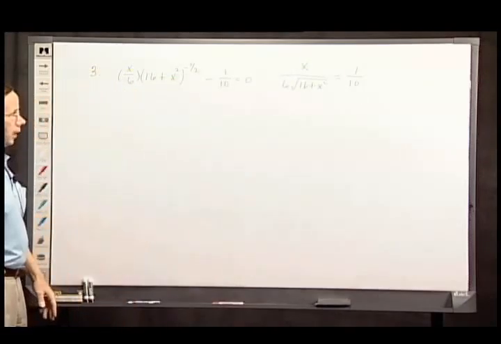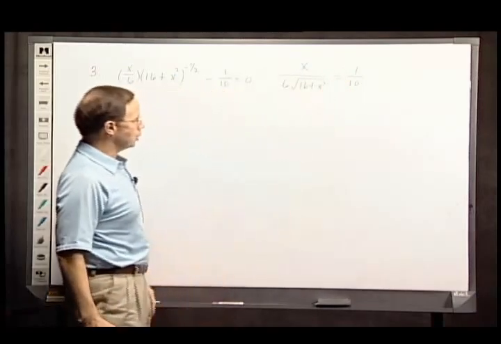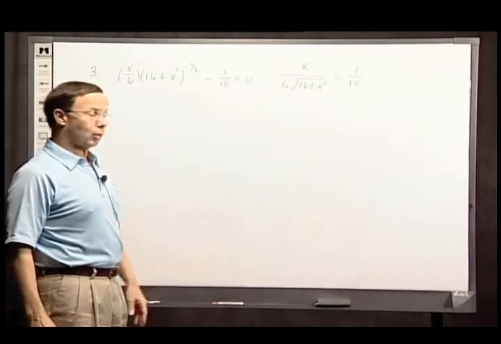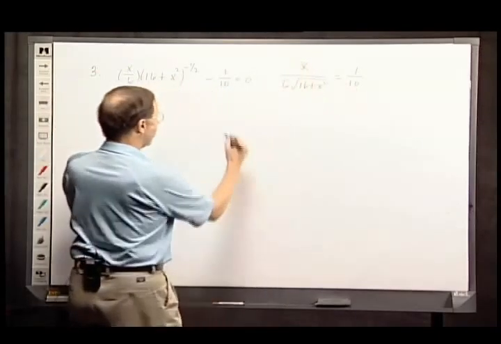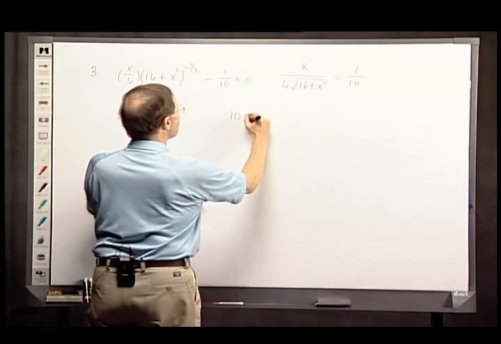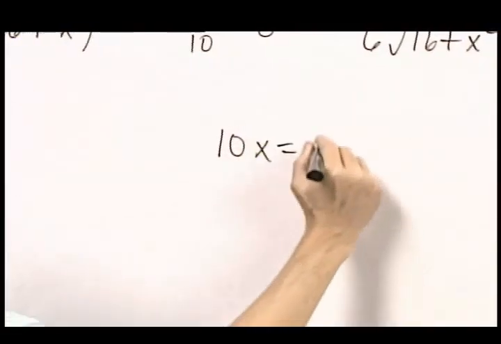And solving it isn't that particularly strange. We have a fraction equals a fraction. Cross-multiplying is what we're usually thinking of doing. So I multiply 10 times x. And that's equal to 1 times this.